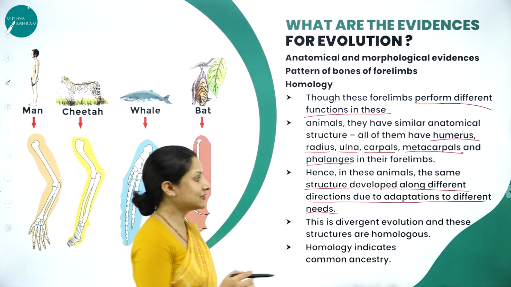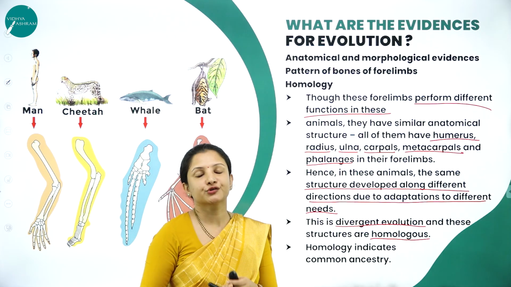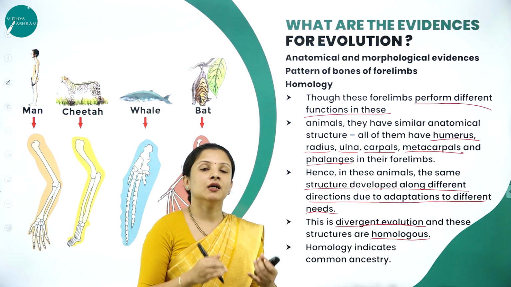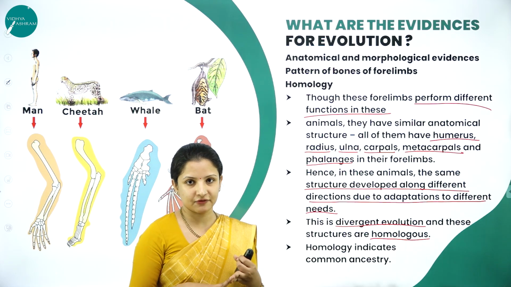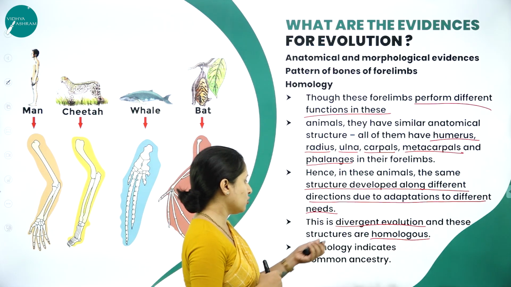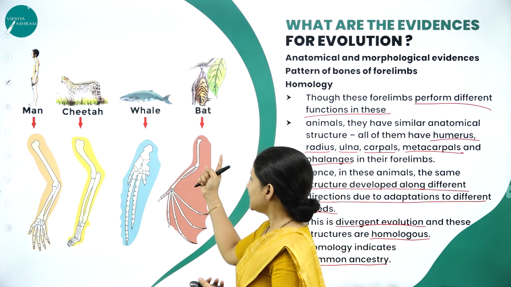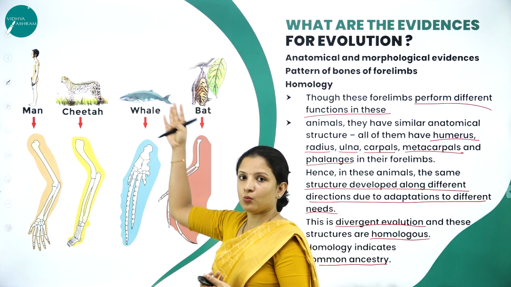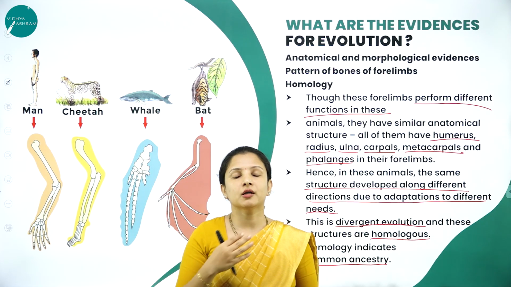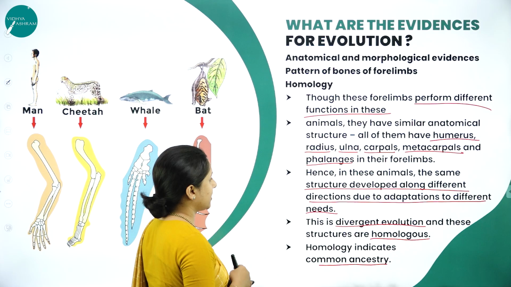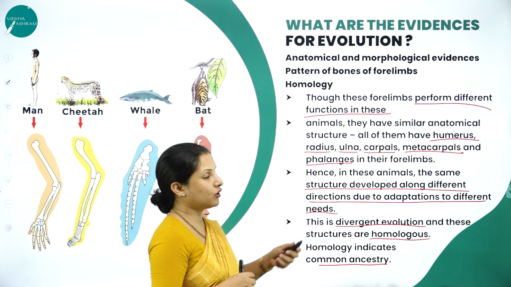So this is called divergent evolution and these structures are homologous. Homologous structures means the anatomy is the same but morphology and function is different, and homology indicates common ancestry. So therefore these organisms might be one way or the other interrelated to one another. So that is what anatomical and morphological evidences prove. So this was homologous organs which we considered for an evidence.